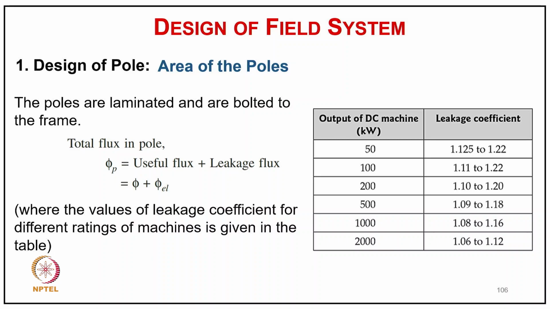Considering the area of the poles, the poles are laminated and are bolted to the frame. So total flux in the pole is Φp equal to useful flux plus leakage flux, that is Φ plus ΦL, where the value of the leakage coefficient for different ranges of machine is given here. If you have a machine of 50 kilowatt, the leakage coefficient is 1.125 to 1.22, and if it is a 2 megawatt machine or 2000 kilowatt, it is 1.06 to 1.12.